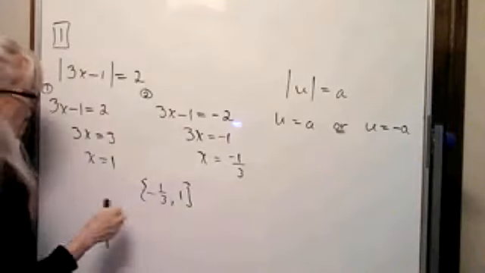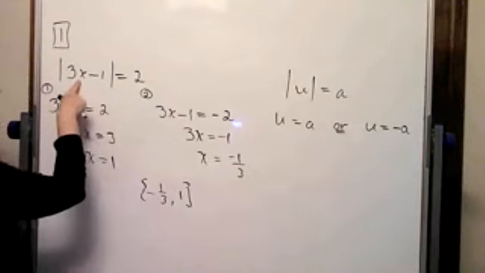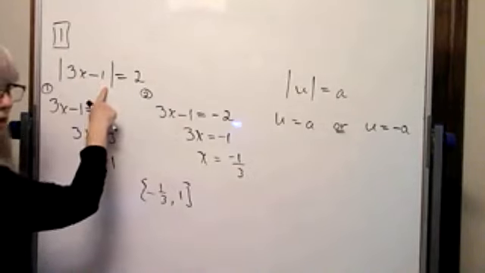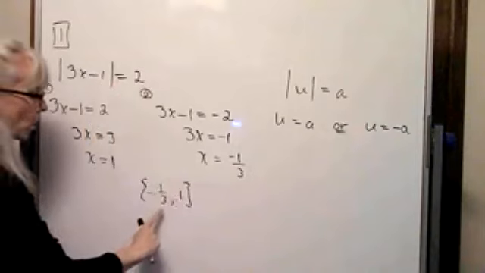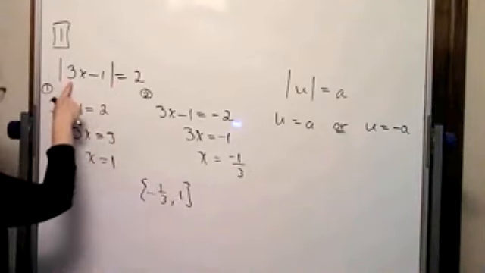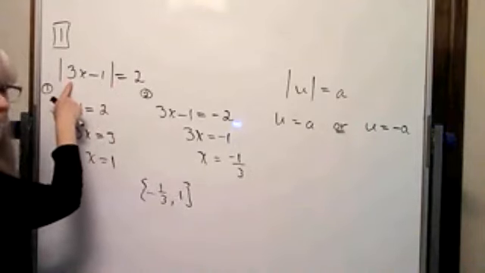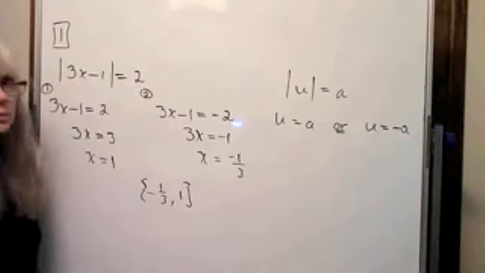So again, you can check them. If you plug the 1 back in, 3 times 1 is 3, 3 minus 1 is 2, absolute value of 2 is 2. Plugging the -1/3 in, 3 times -1/3 gives you -1, minus 1 is -2, and the absolute value of -2 is 2. So it definitely works.